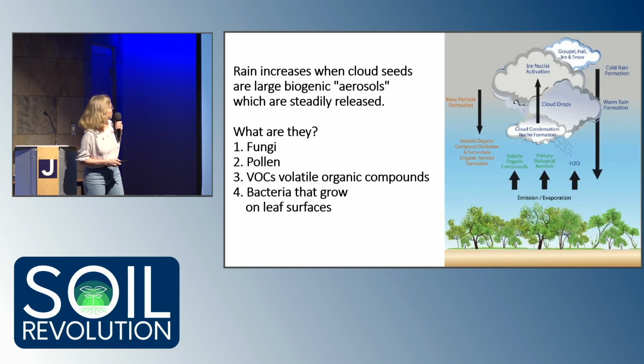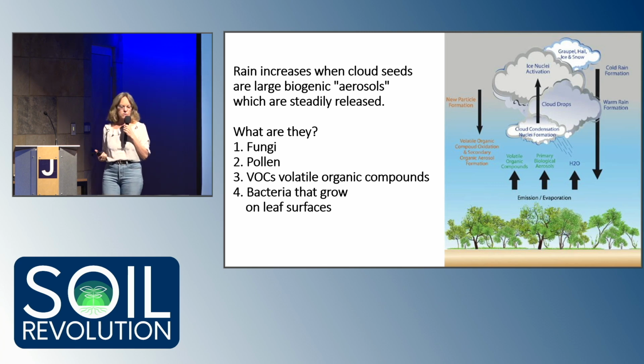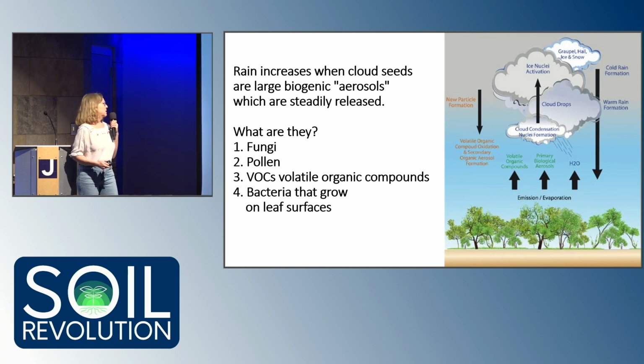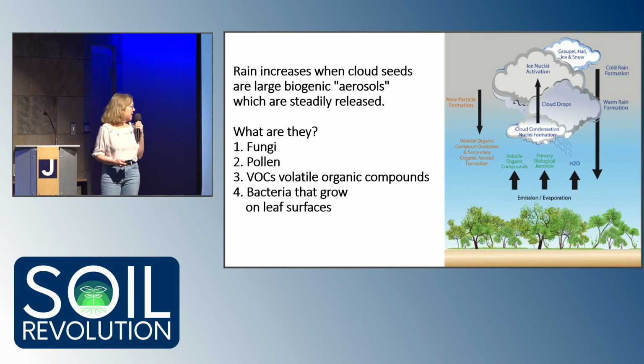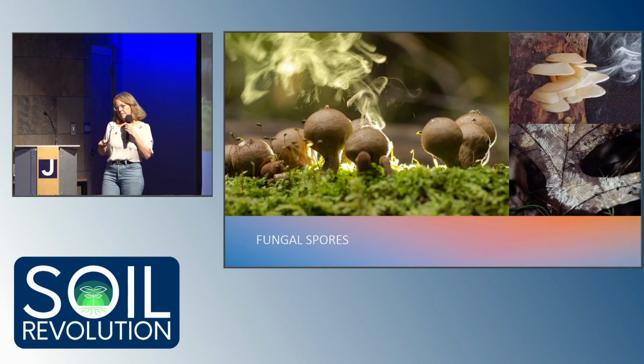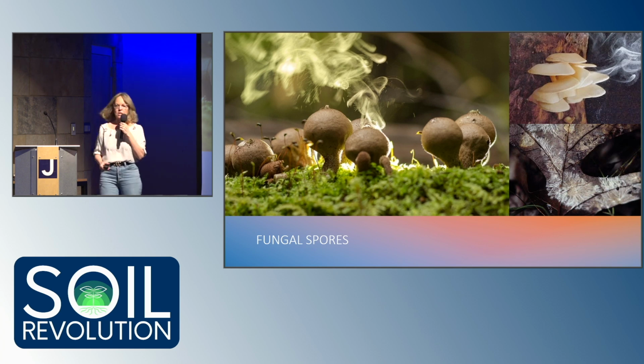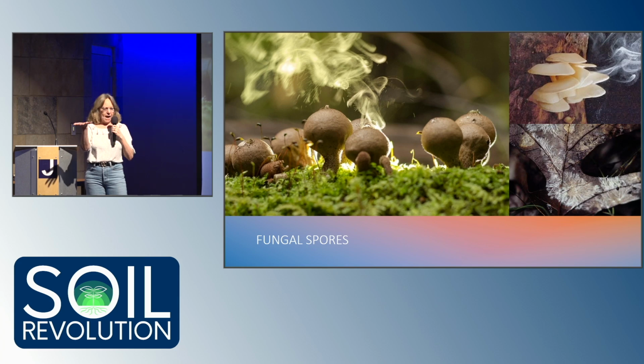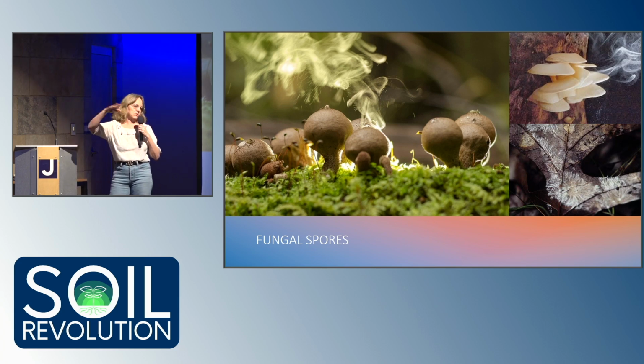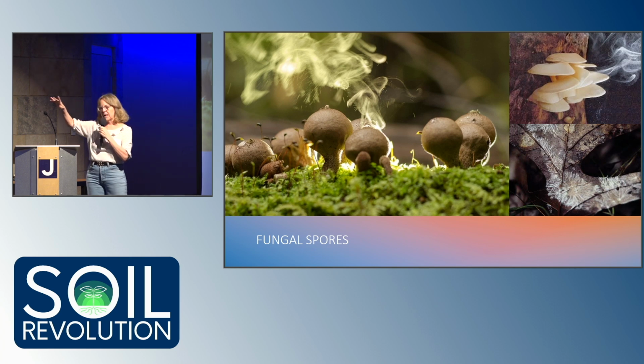So what are the biogenic aerosols? The 4 big ones are fungal spores, pollen, volatile organic compounds, and bacteria that grow on leaf surfaces. There's more, viruses, even animal fur, but those are the big ones. Let's talk about fungal spores. We all know that if we leave food out, fungus grows on its own. It seems like it comes magically. It does. There are always all sorts of fungal spores in the air.